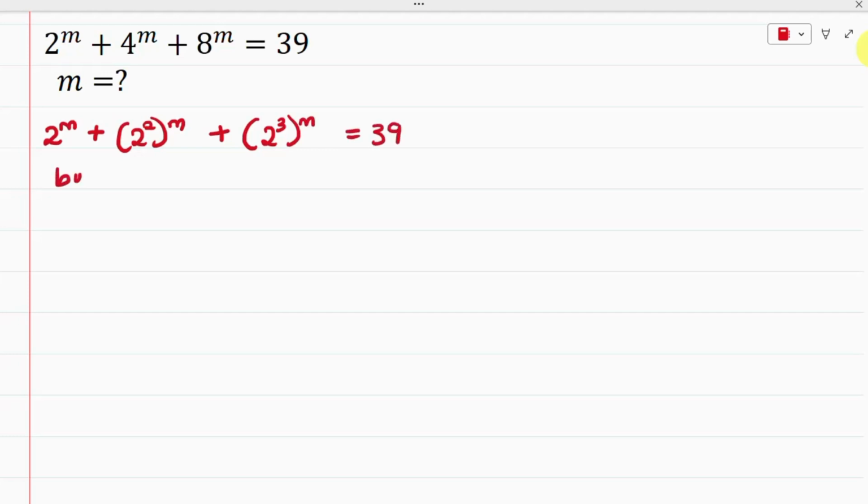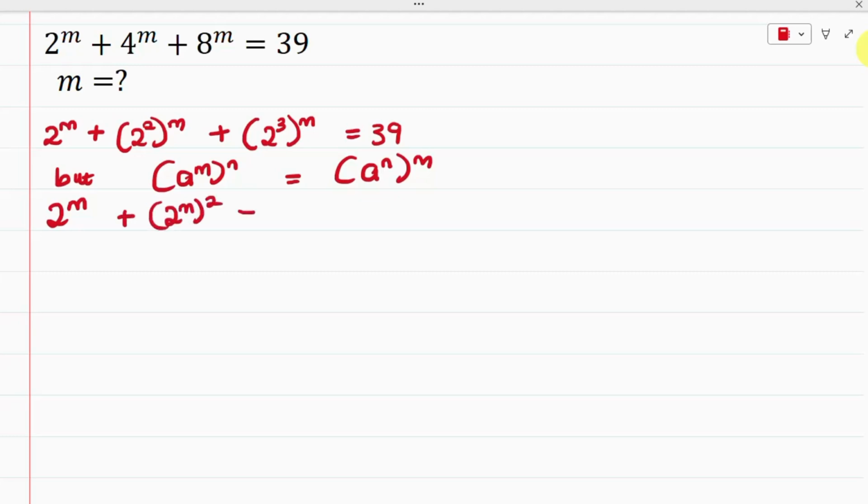39. But from exponential property, if we have a raised to the power of m, raised to the power of n, this can also be expressed as a raised to the power of n, raised to the power of m. So expressing this, we have 2 raised to the power of n plus 2 raised to the power of n, raised to the power of 2 plus 2 raised to the power of n, raised to the power of 3, and this is equals to what?